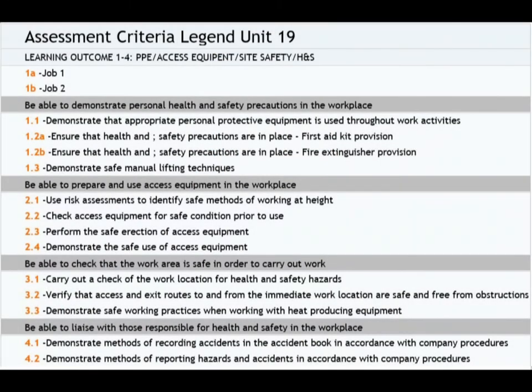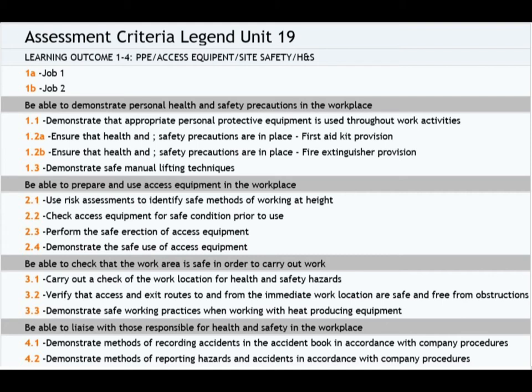The first document we're going to look at is the assessment criteria Unit 19. There are two observations with this health and safety unit, which is the Unit 19, and as you can see by this document, here are the assessment criteria. Now when you look at these assessment criteria, you will notice that there are 1.1 or 1.2 or 1.3 or 2.1 etc, and some of them have A or B behind them.